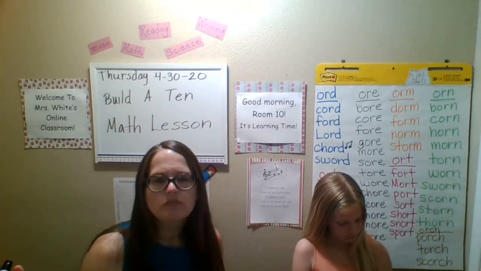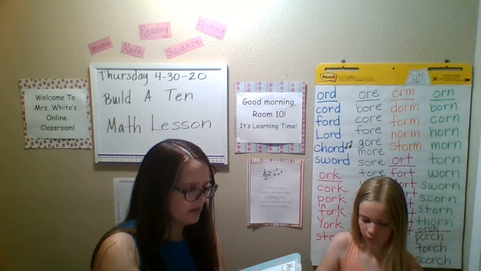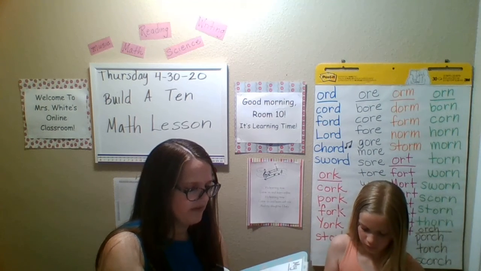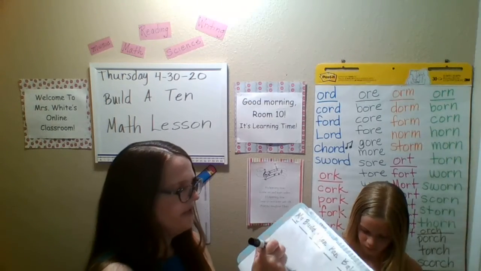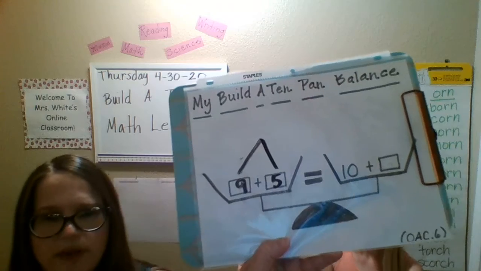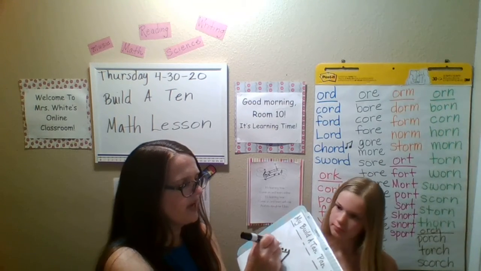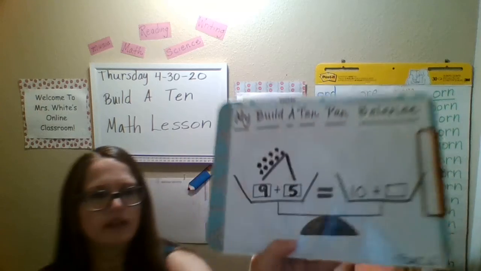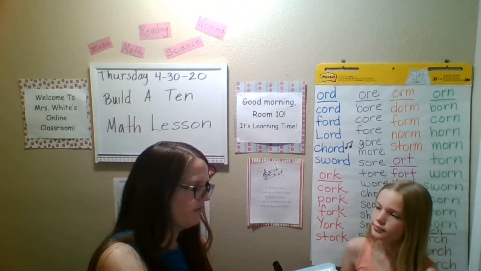So let's do 9 plus 5. 9 plus 5, okay? And you're going to make that into a math mountain. You know your math mountains. And I'm going to go 1, 2, 3, 4, 5, 6, 7, 8, 9. And 1, 2, 3, 4, 5.